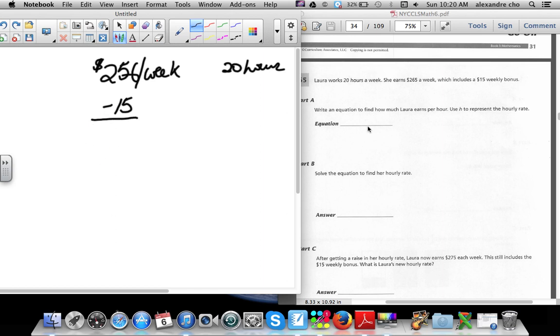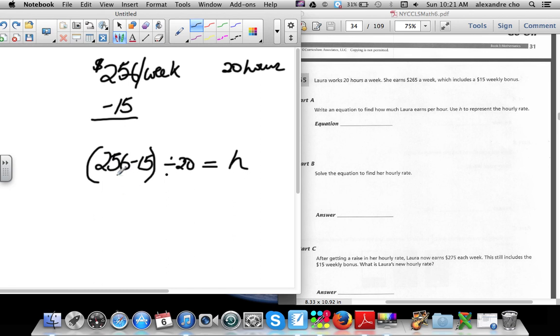Okay, so, you want an equation? I'm sorry. It's 256 minus 15, and let's protect that in parentheses. Okay, because we got to take the bonus out. Okay, so 256 minus her bonus. Okay, because her bonus is not part of her hourly. Okay, money that she earns, and then we're going to divide it by 20, and that's going to give us our hourly rate.